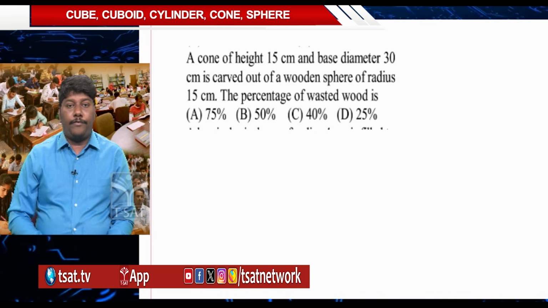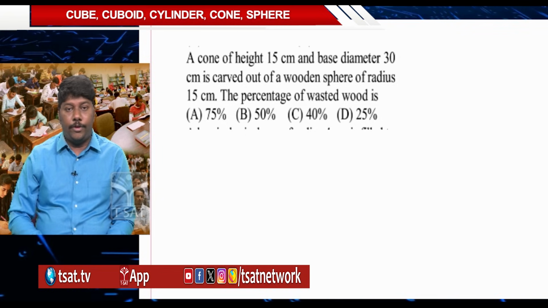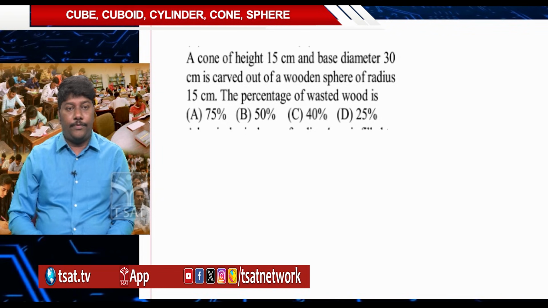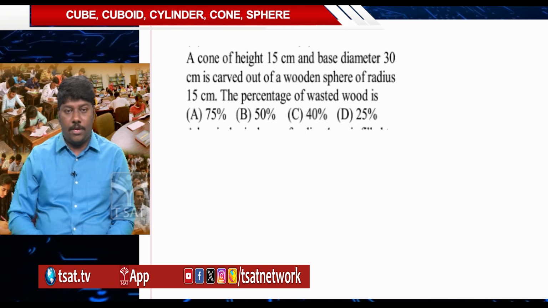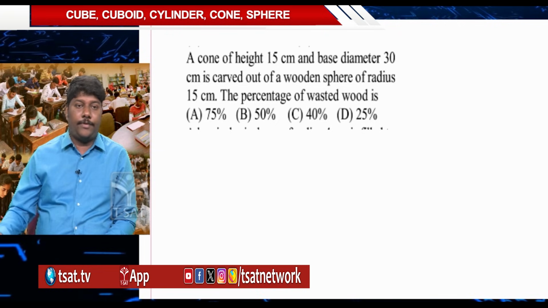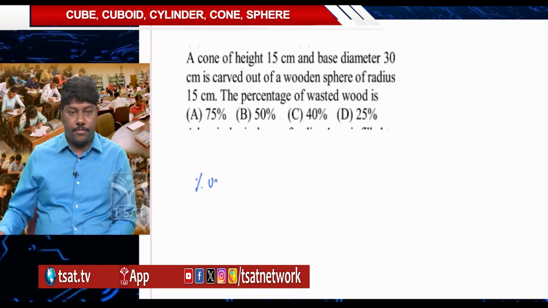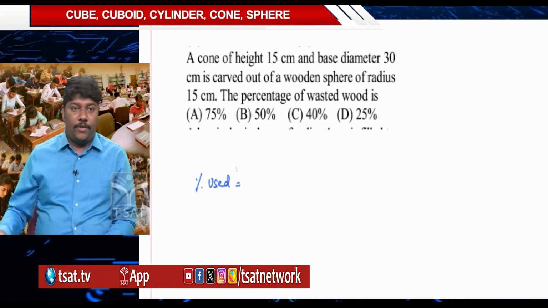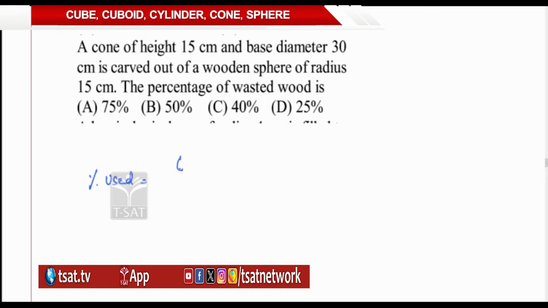A cone of height 15 centimeters and base diameter 30 centimeter is carved out of a wooden sphere of radius 15 centimeters. The percentage of wasted wood is. First of all, find out the percentage used, as we found it in the case of a rectangular block of wood. So, here is also percentage used. You are carving it out of a sphere. Therefore, first you are carving a cone. Therefore, volume of cone comes in the numerator. Volume of sphere comes in the denominator into 100.